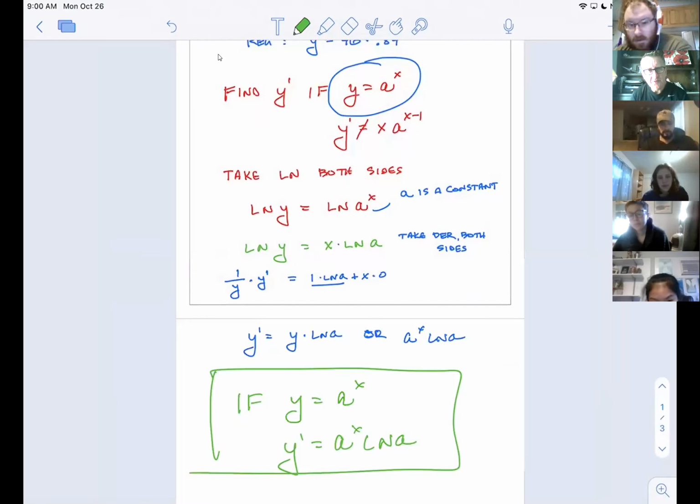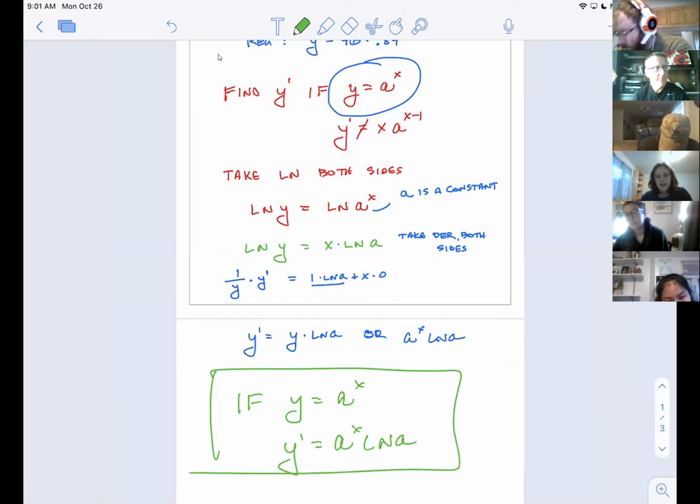Notice that's why e is so cool, because if it was e to the x, then it would be e to the x times the natural log of e. But the natural log of e is 1, and so that natural log part goes away if the number happens to be e. That's kind of cool.